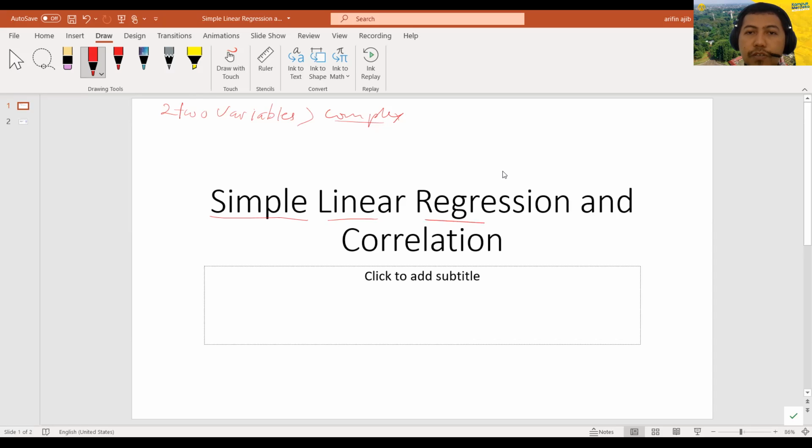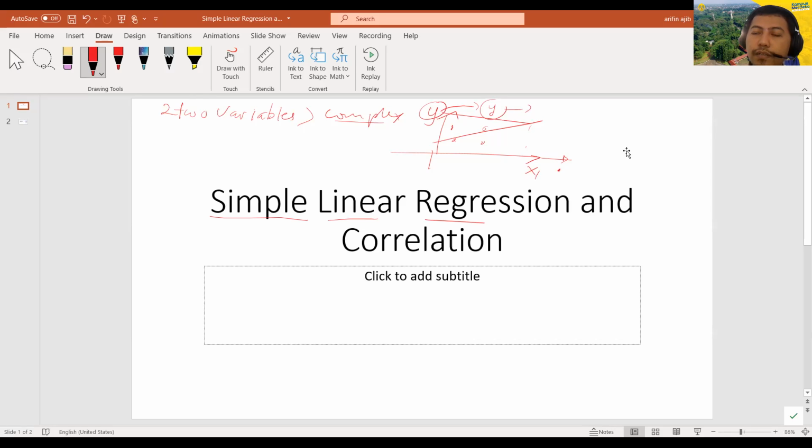Why regression? Because we want to estimate. For example, we have two variables here. This is X, this is Y, and given the data, we can predict. Given data X1, by looking at the linear regression, we can estimate the Y, something like that.